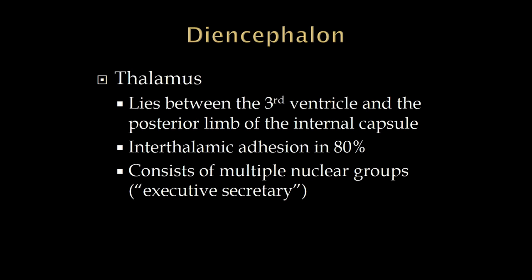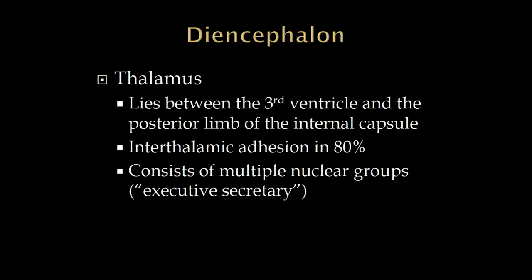Okay, so the thalamus itself is the largest part of the diencephalon, and it lies between the third ventricle and the posterior limb of the internal capsule. I'll show you that again in just a second. We will see in the lab that there's often a big adhesion, a connection between the right and left thalamus. That appears to have no clinical significance, but just because we'll see it in the lab, I point it out.